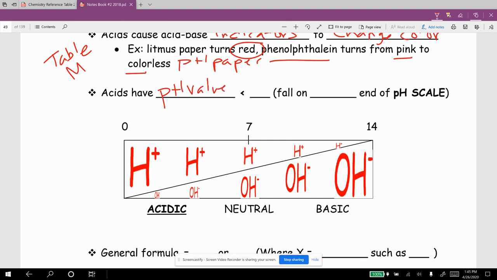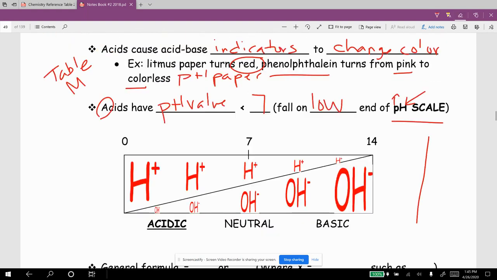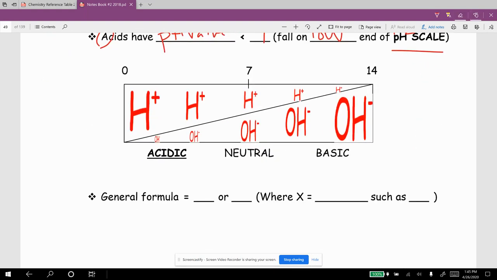So it's a value less than 7, and it falls on the low end of the pH scale, right? A for acids, low on the pH scale. pH stands for power of hydrogen. So I love this diagram that I use. Oops, let me erase that here. Oh, let's scroll up and let's erase that.